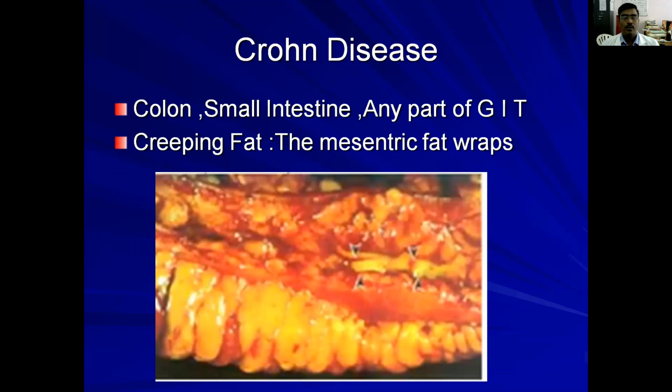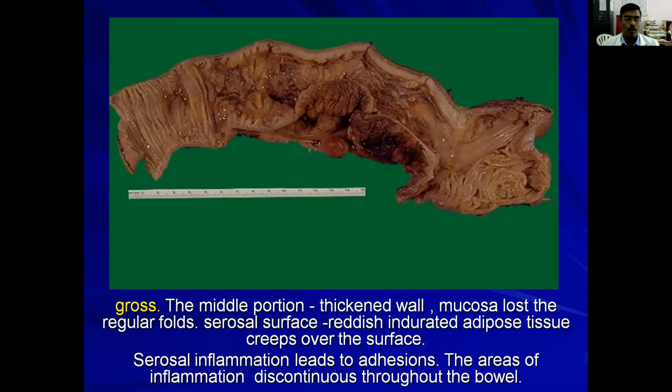Crohn's disease usually occurs in the colon, mixed with small intestine, and can involve any part of the GIT. The important finding is creeping fat: the mesenteric fat wraps over it, called the creeping fat appearance, which is more common in Crohn's disease. Here you can appreciate the middle portion of the thickened wall, the mucosa has lost its regular folds, and the serosal surface is reddish, with indurated adipose tissue creeping over the surface. The serosal inflammation leads to adhesions. The areas of inflammation are discontinuous throughout the bowel.